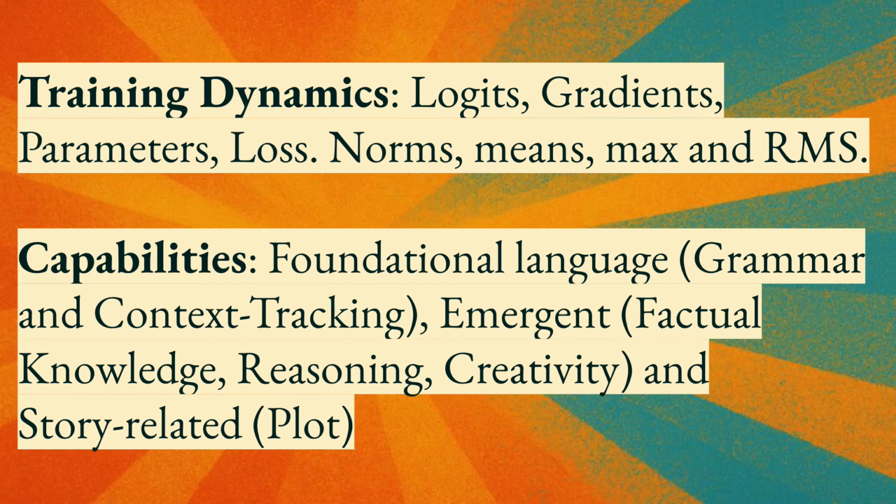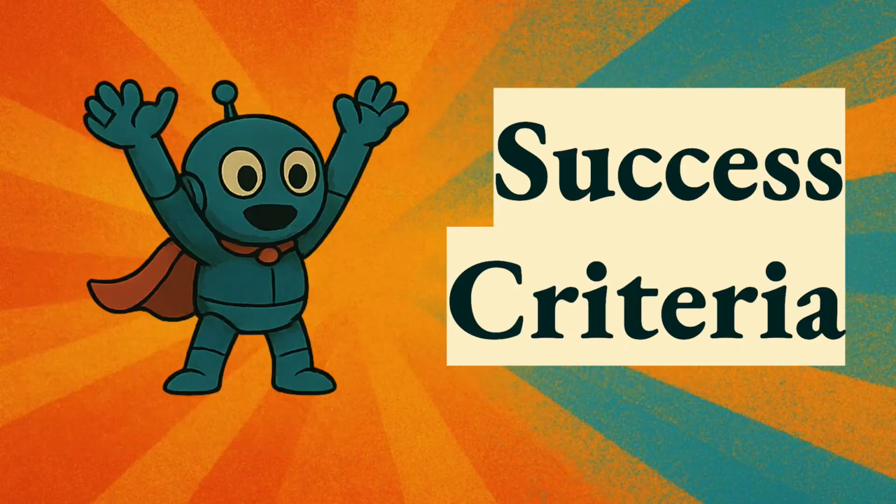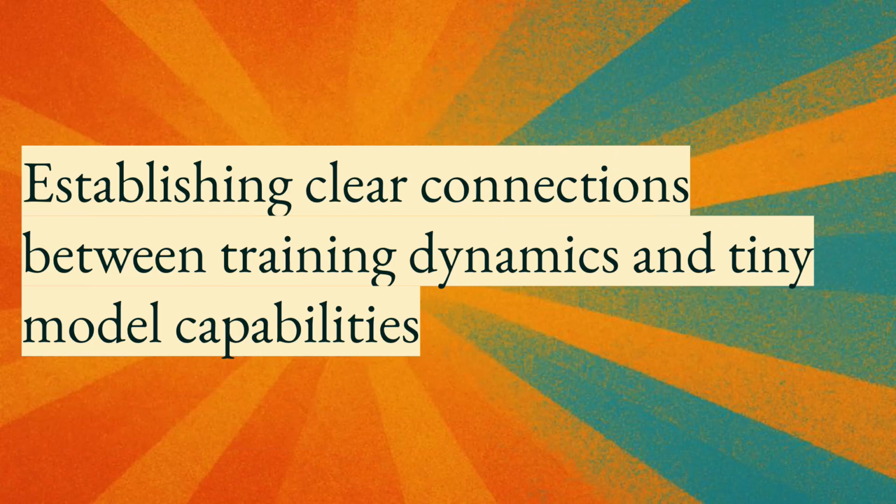So these are the 6 capabilities that I'll be focusing on, and the above line shows the 4 training dynamics that I'm going to be focusing on. And the relationship between these training dynamics and capabilities is what I want to explore. So what will I consider success? Simple, but not easy. Establishing clear connections between training dynamics and tiny model capabilities.